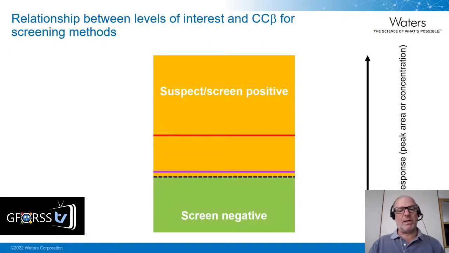This slide shows the relationship between the level of interest and the CC beta for screening methods. In a situation where we have an MRL substance, the CC beta will always be less than the MRL, and it's that value that we are then using to screen negative. From the point of view of banned substances, again, the CC beta shall be lower, but as close as possible to the reference point for action.